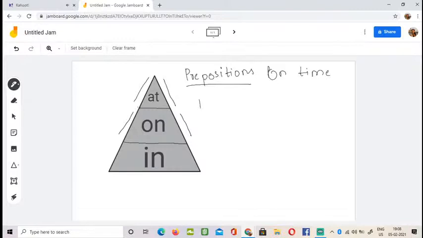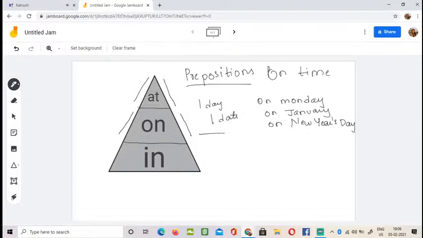On describes one day or one date, for example, on Monday. We can't say at Monday or at Tuesday. We will say on Monday, right? So this is how we are describing it by this triangle trick. This triangle describes the usability of these prepositions in time. We use on for one day or one date, for example, on Monday, on January 1st, on New Year's Day. We use on for something like this.